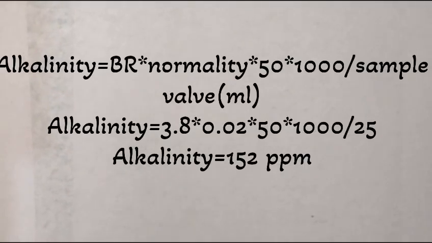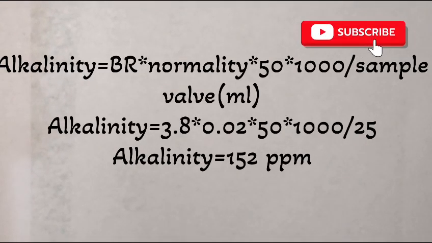Alkalinity is equal to burette reading into normality into 50 into 1000 divided by sample volume. Alkalinity is equal to 3.8 into 0.02 into 50 into 1000 divided by 25. Alkalinity is 152 ppm.